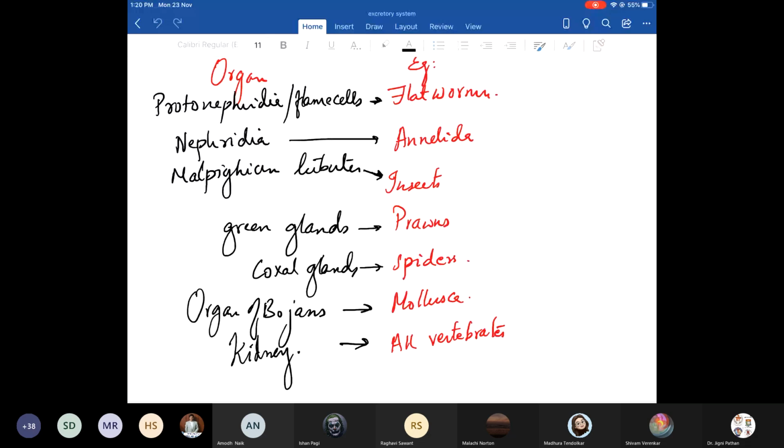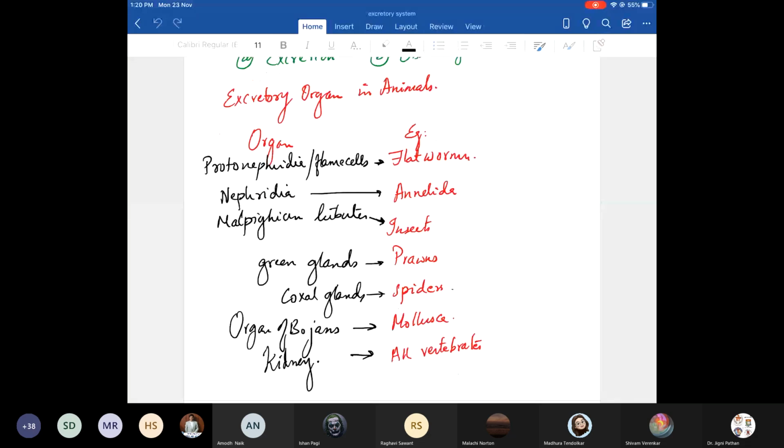For example, in flatworms, flame cells or protonephridia. We have studied in animal kingdom how different phyla had different organs or cells for the excretion system. So flatworms have protonephridia, then nephridia for annelids. Then malpighian tubules for insects, cockroach, we have studied malpighian tubules, right? That is insects. Prawns, we have studied about the green glands in prawns. Spiders, coxal glands, mollusks, organs of Bojanus, and all the vertebrates, kidney. So the different levels of organization for the development of the kidney took place for different phyla.